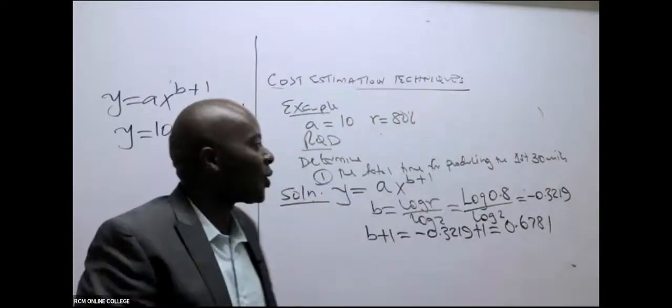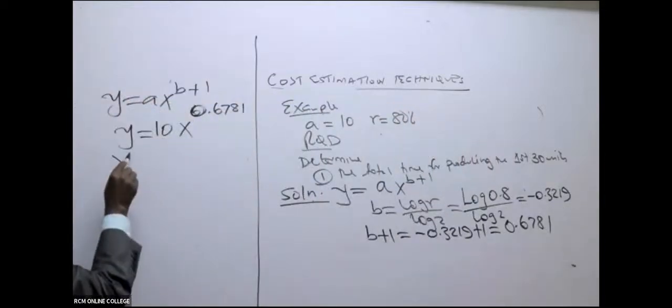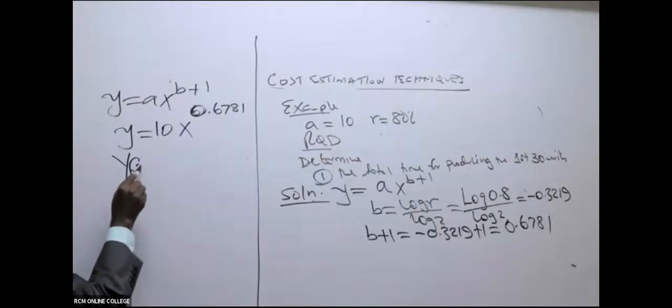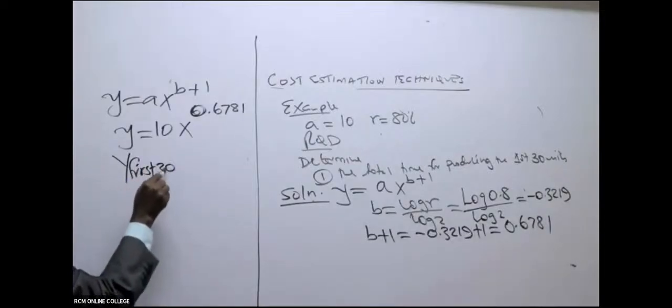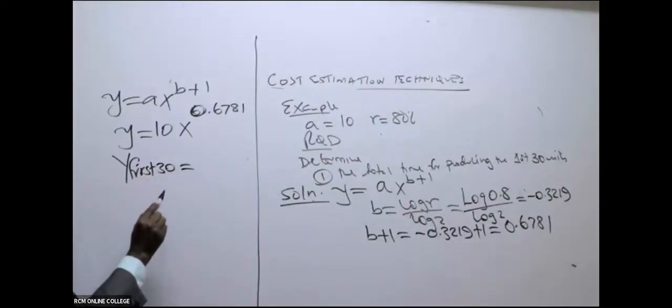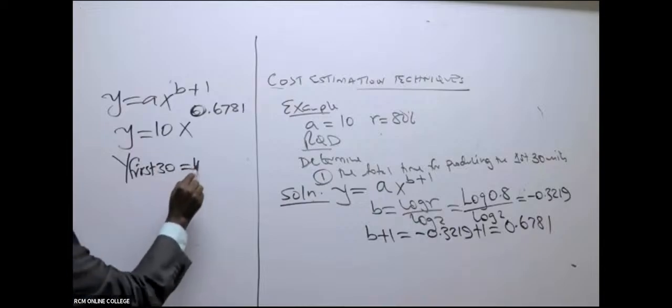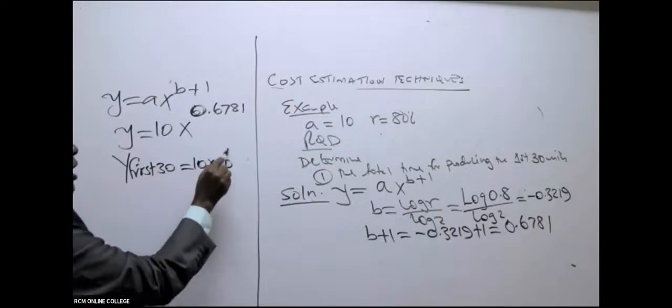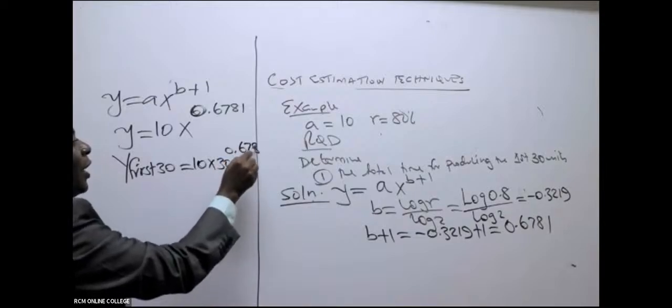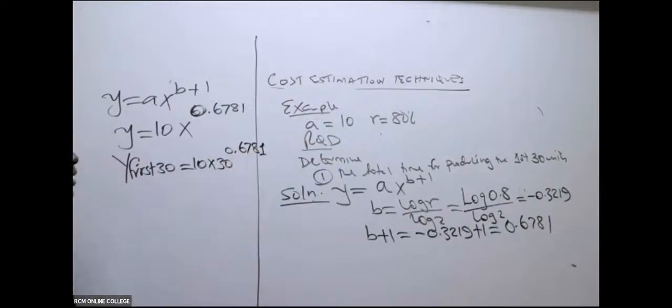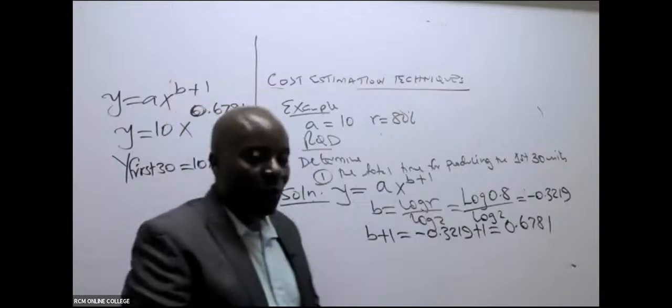I can even see students giving me answers. Now here, they want us to give them y for the first 30 units. So x now is 30. Remember, x is quantity. So it will be 10 times 30 raised to 0.6781.